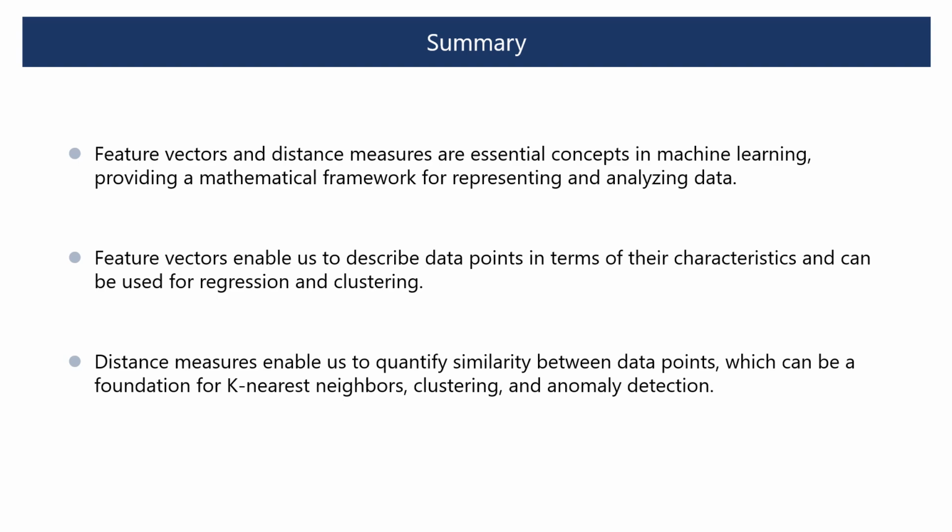Feature vectors and distance measures are essential concepts in machine learning, providing a mathematical framework for representing and analyzing data. Feature vectors enable us to describe data points in terms of their characteristics and can be used for regression and clustering. Distance measures enable us to quantify similarity between data points, which can be a foundation for k-nearest neighbors, clustering, and anomaly detection.